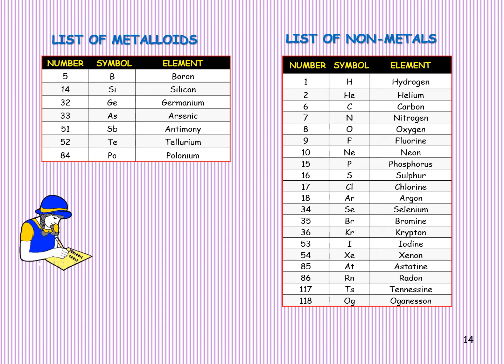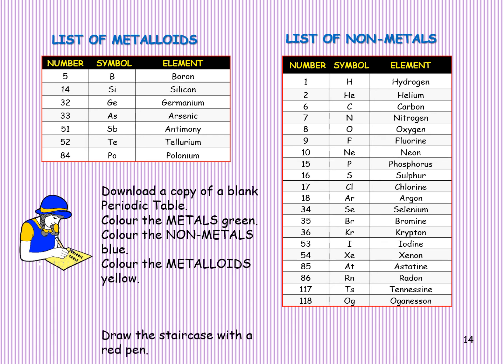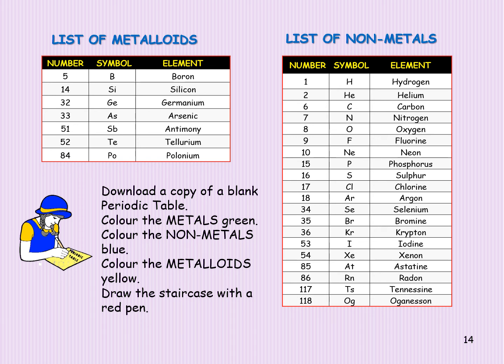Download a blank copy of the periodic table from the internet. Color all the metals with green. Color all the non-metals with blue. Color the metalloids with yellow. Draw the staircase with a red pen.